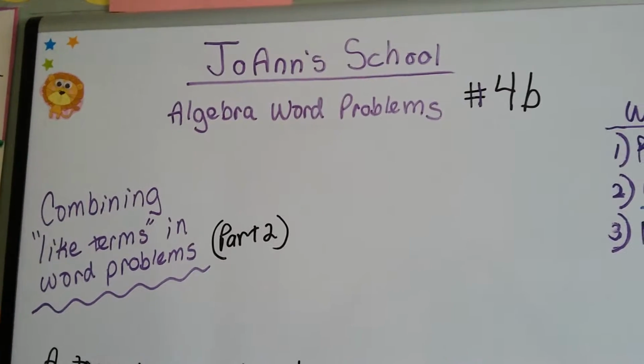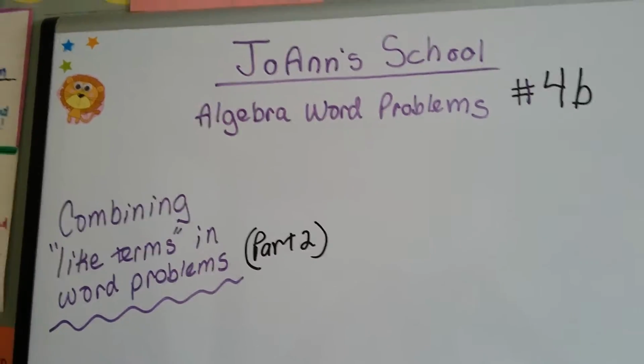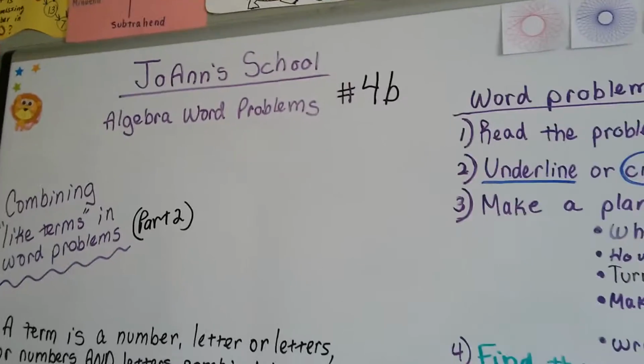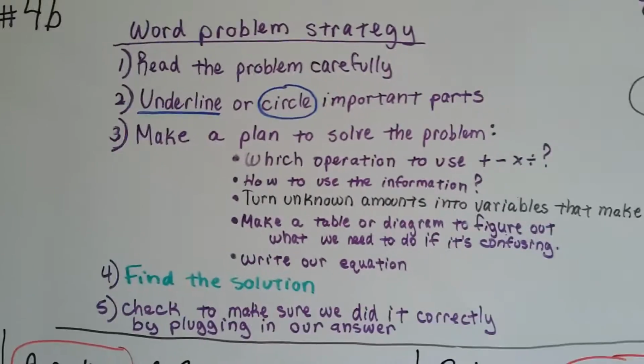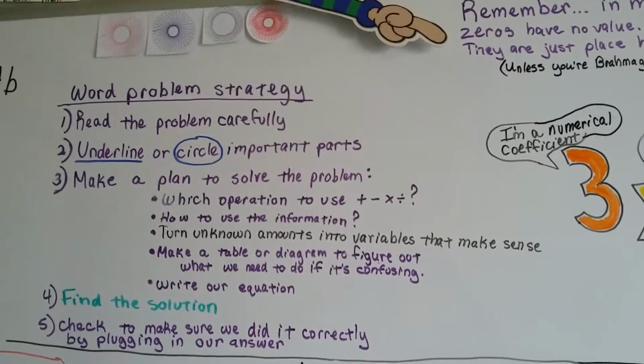Algebra Word Problems number 4B, Combining Like Terms in Word Problems Part 2. We had a 4A, so this is going to be 4B, and some of the things may seem repetitive, but that's okay. Maybe you'll remember it even more. And if you haven't seen it before, you'll be glad I said it this time, okay?